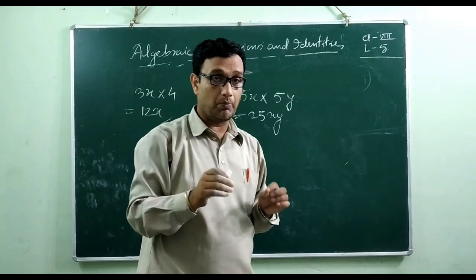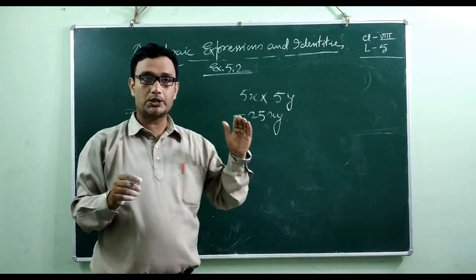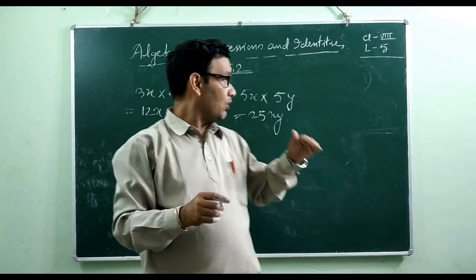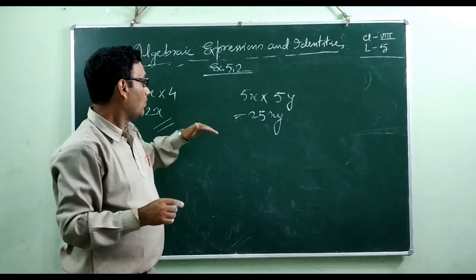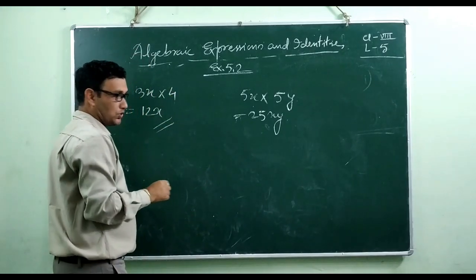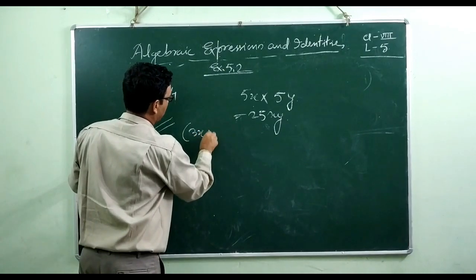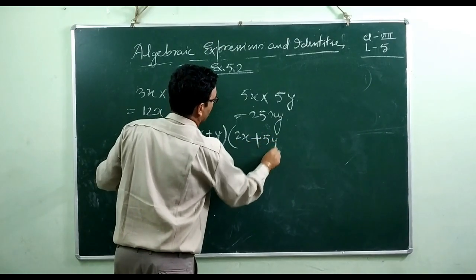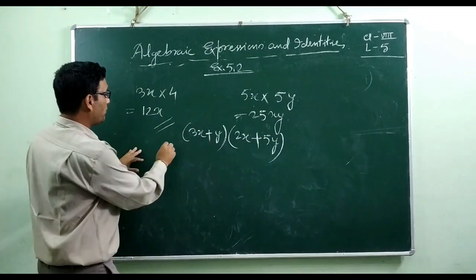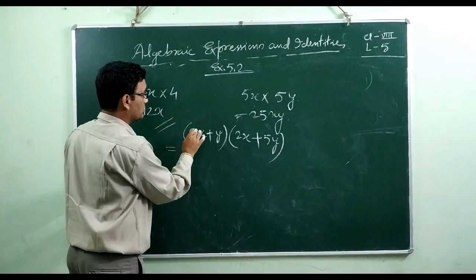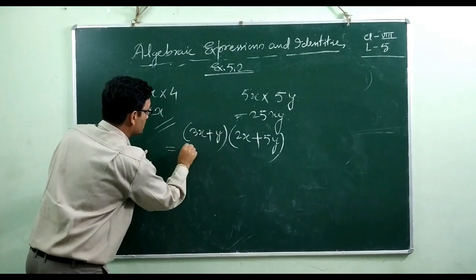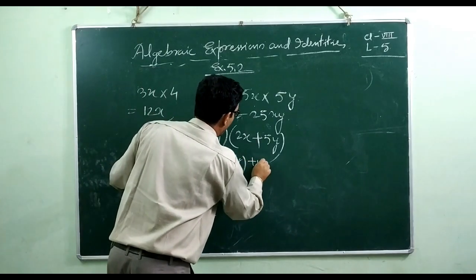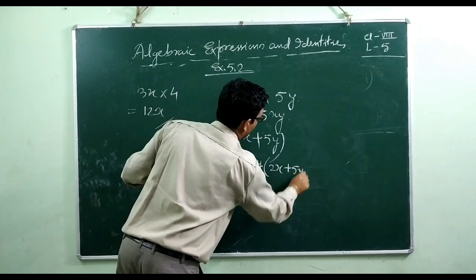But if the terms are binomials, and you already know what a monomial, binomial, trinomial and polynomial are, because I taught you when I started this chapter. For binomial terms, suppose you are going to multiply 3x plus y into 2x plus 5y. First, 3x will multiply with 2x plus 5y, then plus y into 2x plus 5y.